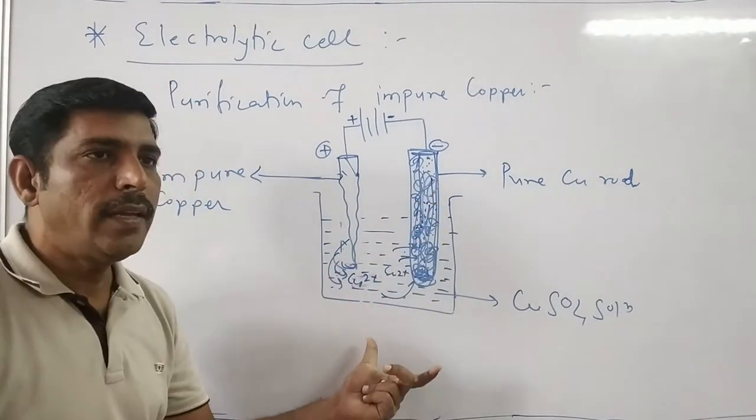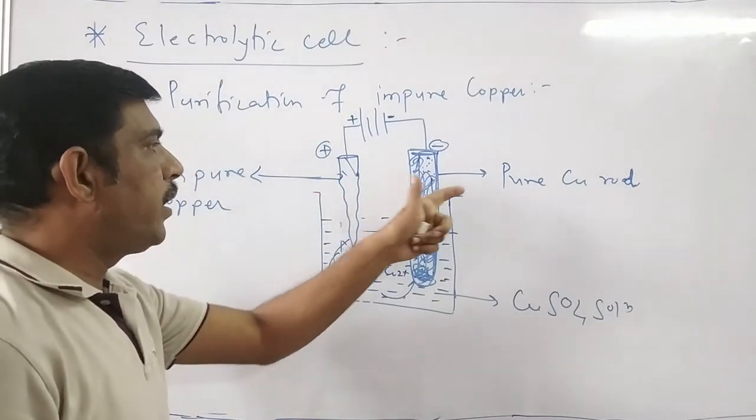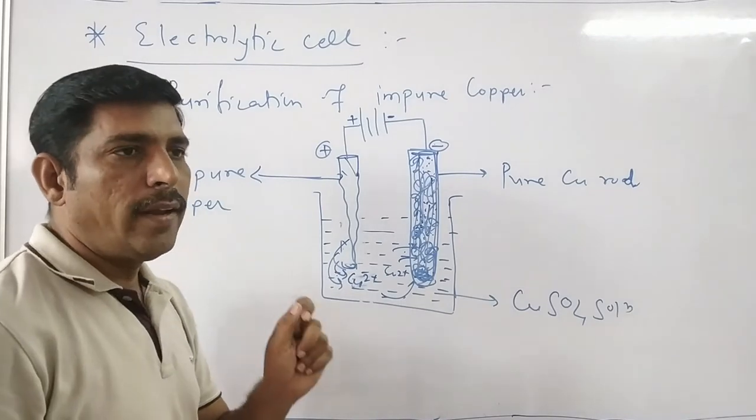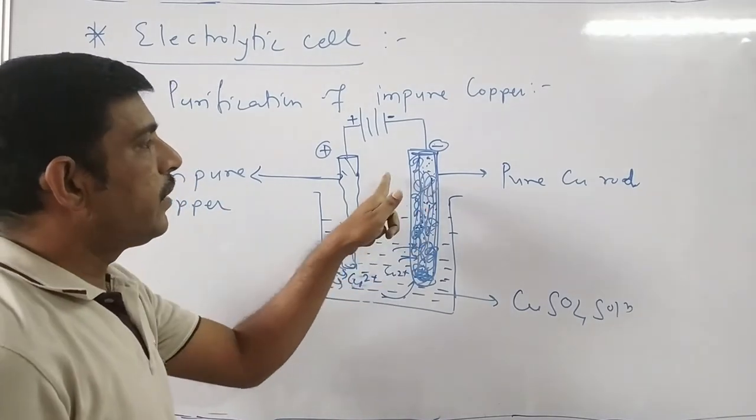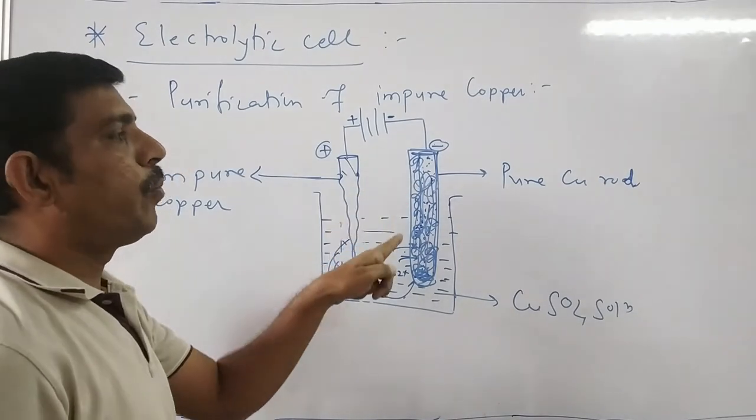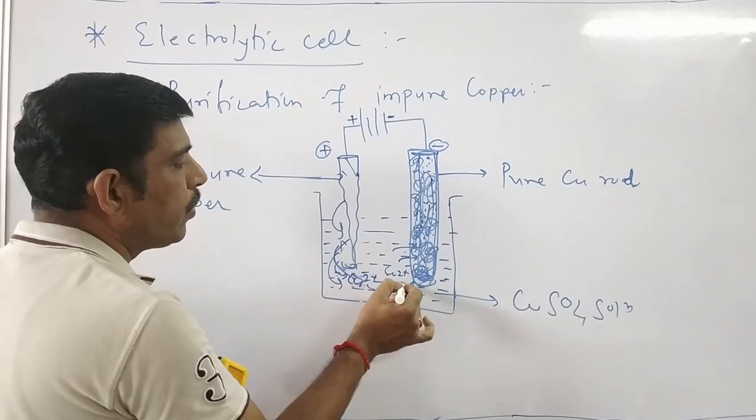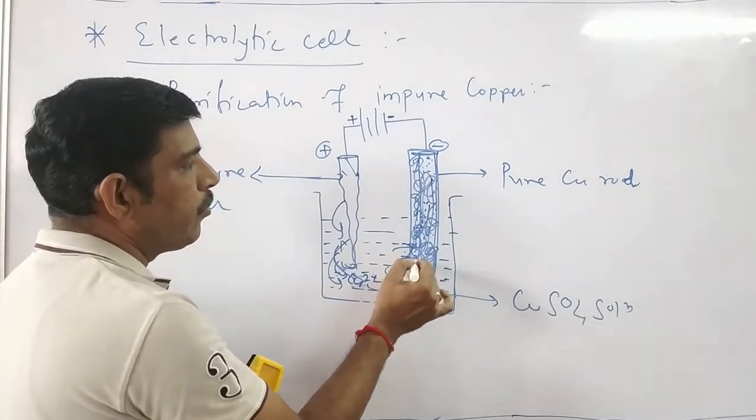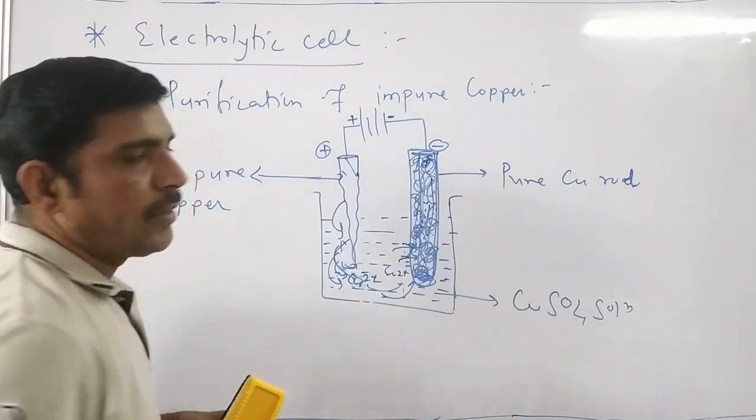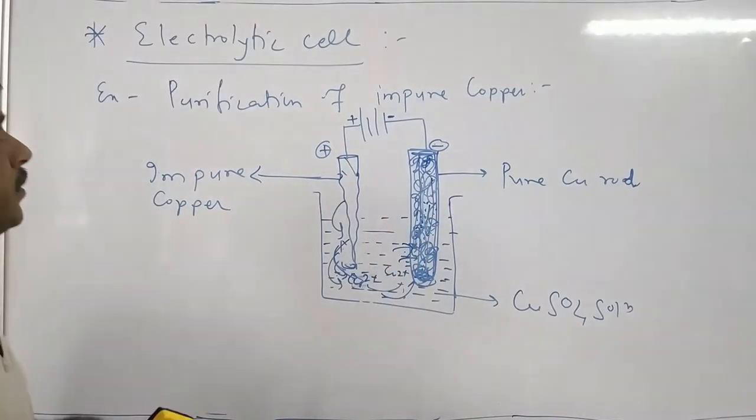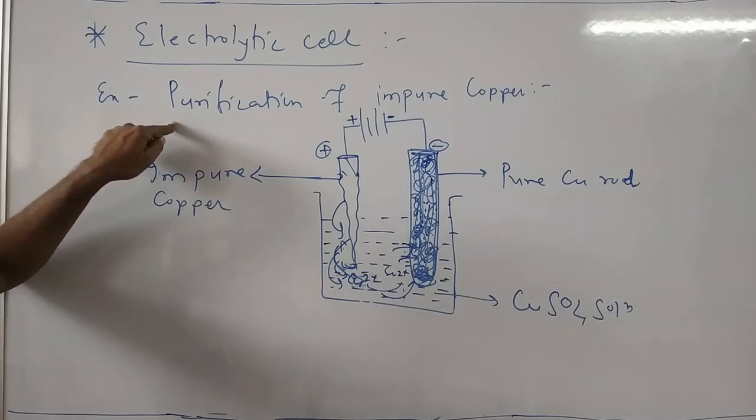In the beginning of the experiment, if you take the weight of the impure rod and the pure copper rod, and finally weigh them again, you will definitely find an increase in the weight of the pure copper rod, because whatever pure copper is in the impure rod goes into the solution and from the solution deposits on the pure copper rod, the negatively charged electrode. This is the construction of the electrolytic cell. An example is the purification of impure copper.